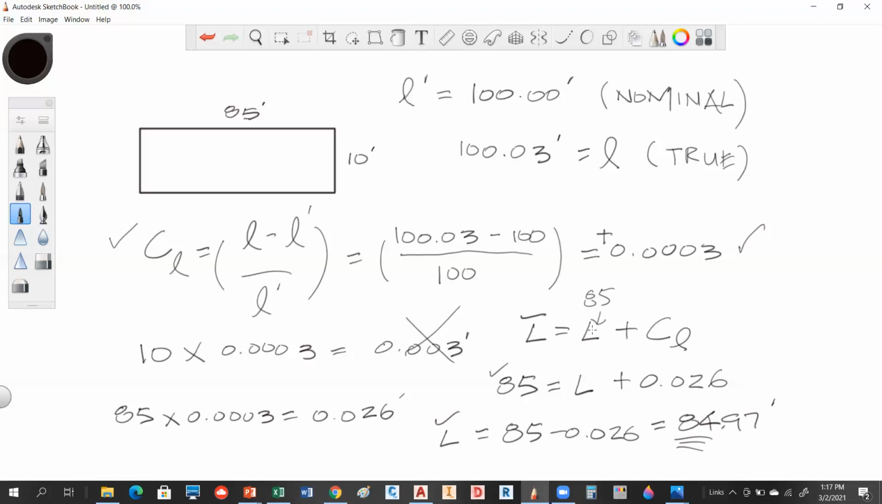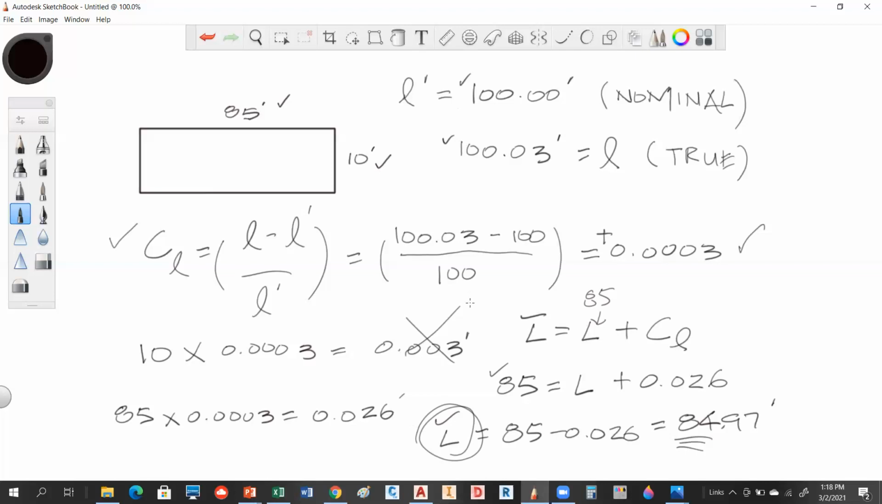Okay, let's take a look at 13. How did you get that 100.03? That was given in the problem. The problem states that you're laying out a slab that's 85 by 10, and you're using a nominal 100-foot surveyor's steel tape, but it's found to be a true distance of actually this. So these four things are given. And then what you're charged with is determining what your layout distance is.